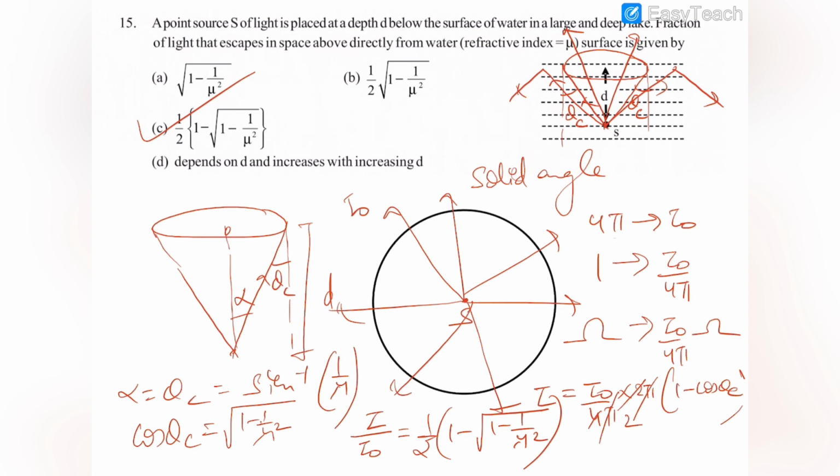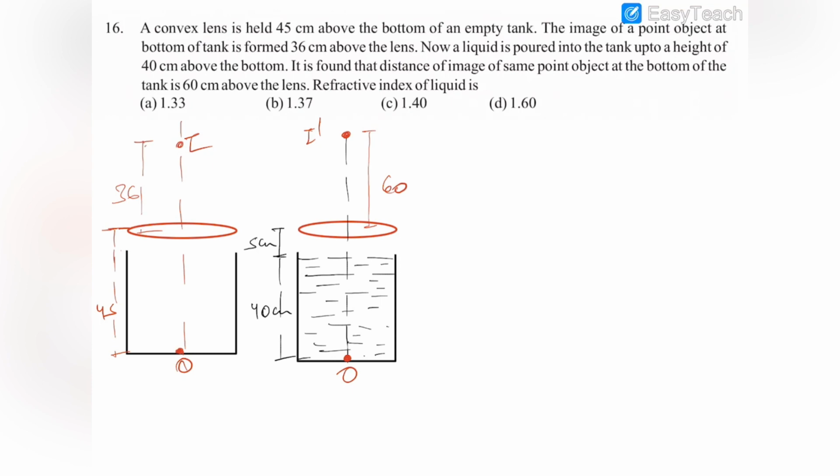Now we move on to the next question. In this question, there is an empty container whose bottom has an object O, and there is a lens placed at a height of 45 centimeters from the bottom of the container. The image of this object through the lens is formed at a distance of 36 centimeters above the lens. Now this container is filled with water up to a height of 40 centimeters, and the new image is formed at a distance of 60 centimeters.